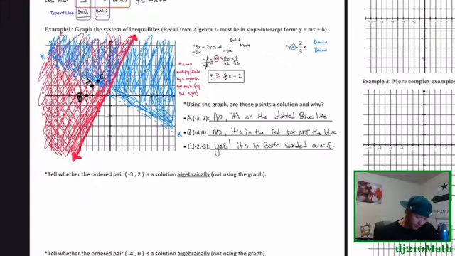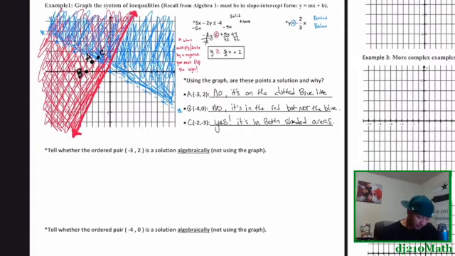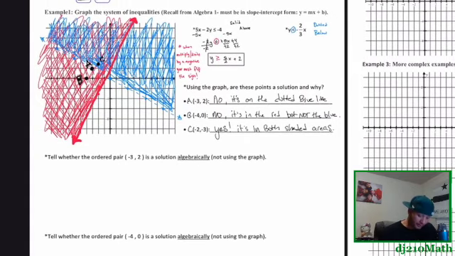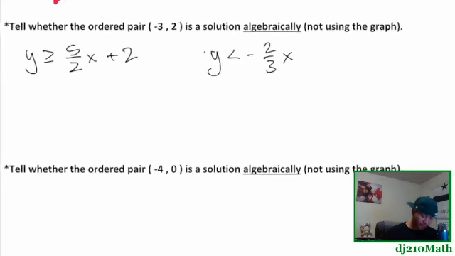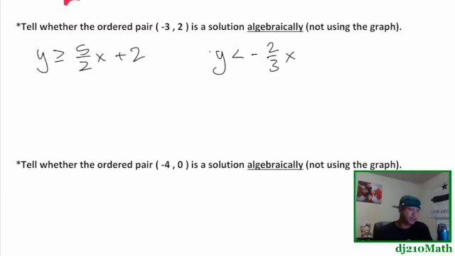Tell whether the ordered pair is a solution algebraically, not using the graph. Okay, so here for A, B, and C, we graphed them, and then we said, all right, are they in the graph or are they not? So now, if we didn't have a graph, algebraically, how do we figure this out? Well, we have to take both equations. So now we forget about the graph for a second, and we just look and see. All right, so -3, 2. Right, this is my x, this is my y. So if we take x and y and plug them in to their respective variables and just analyze the equation.